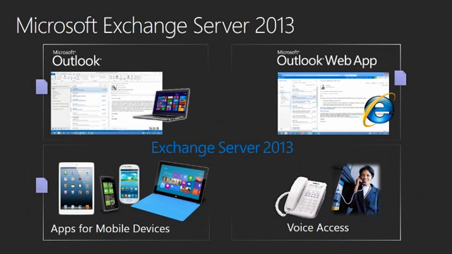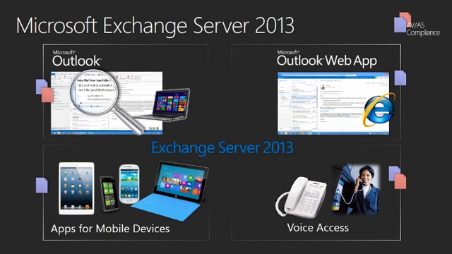You can see here that the blue shaded standard CAL licenses the user to access their information from the Outlook client, the web app and mobile devices. When we add on the red shaded enterprise CAL, that licenses the user for the voice access bit as well as the ability to receive voicemails in their inbox. And the enterprise CAL also provides access to antivirus and anti-spam and compliance tools as well.